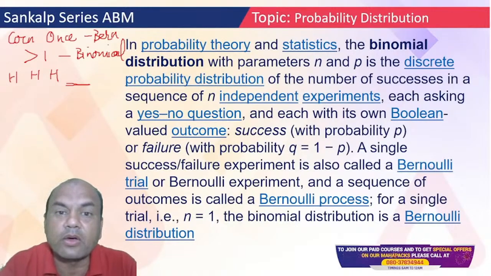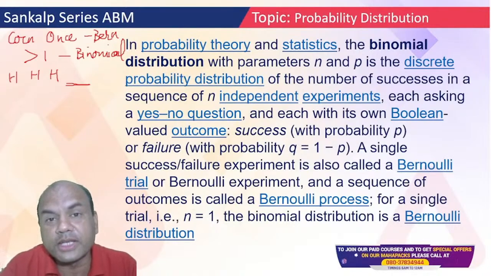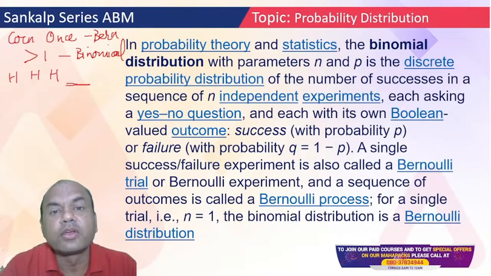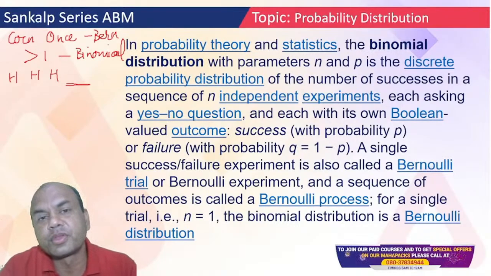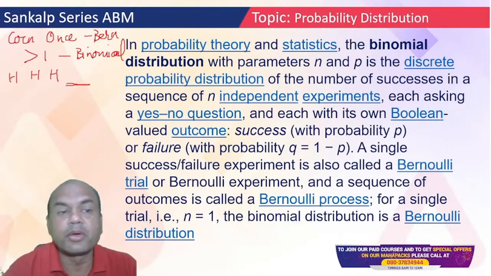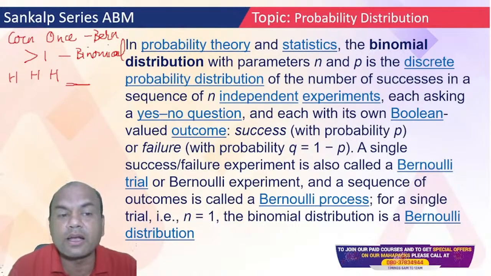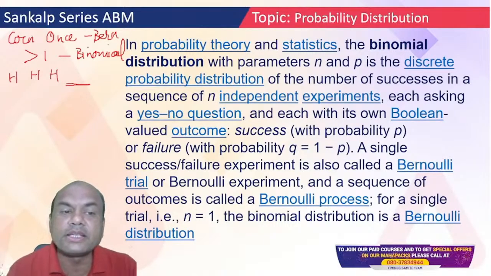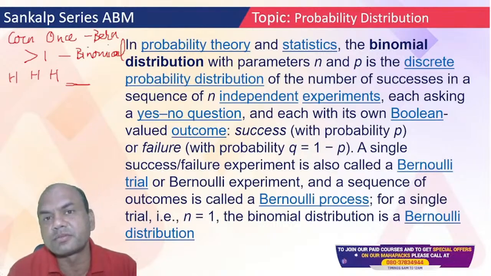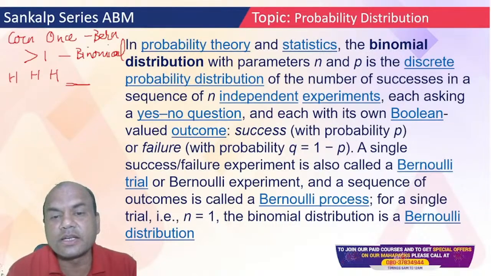Just type head or tail, or you don't know. Yes or no. Just type yes or no. Can you guarantee me that you'll get a head again over here? You can't guarantee me. Why? Because each trial is independent. Suppose if I get 2 times head, I can't guarantee that 3rd time I'll get a head. 4th time I'll get a head. 5th time I'll get a head. So that's why binomial means each time it's a Bernoulli experiment. And each trial is independent.